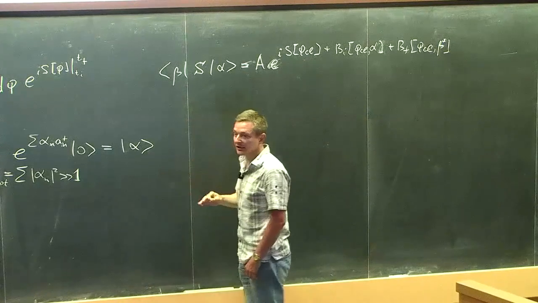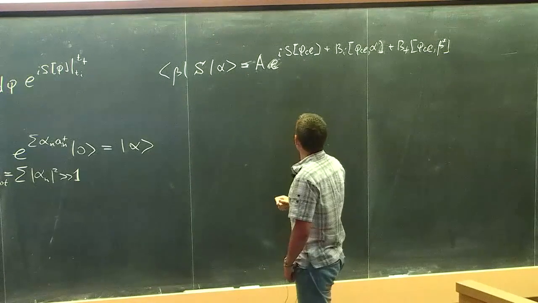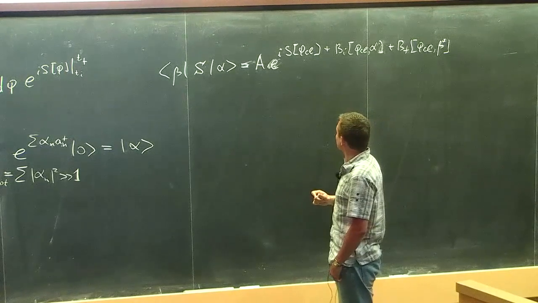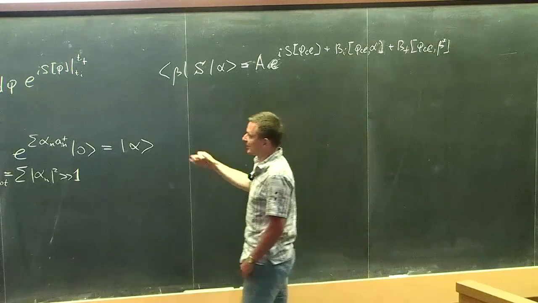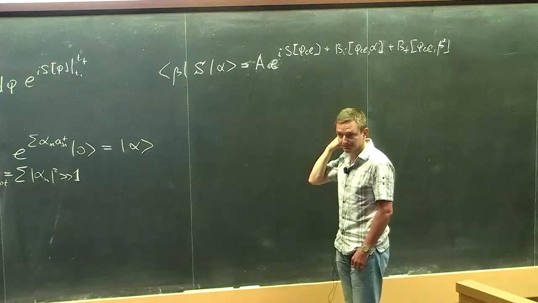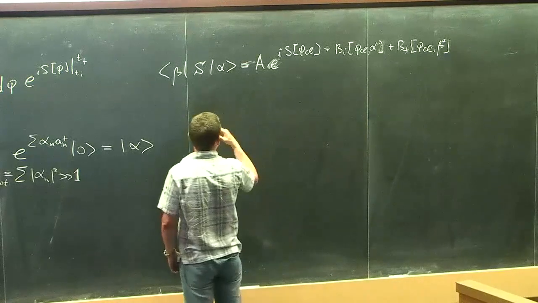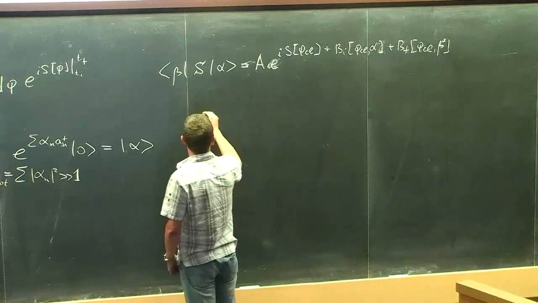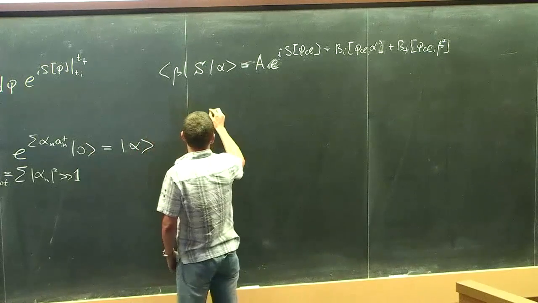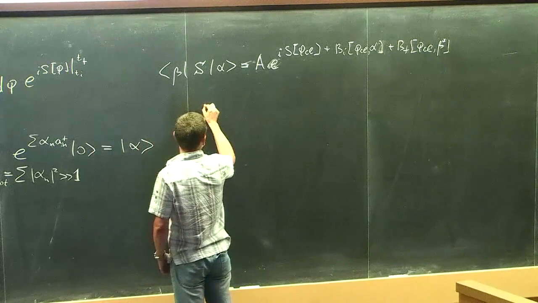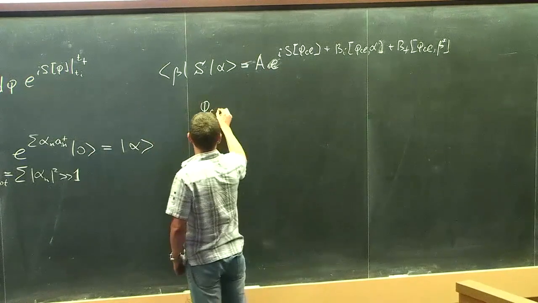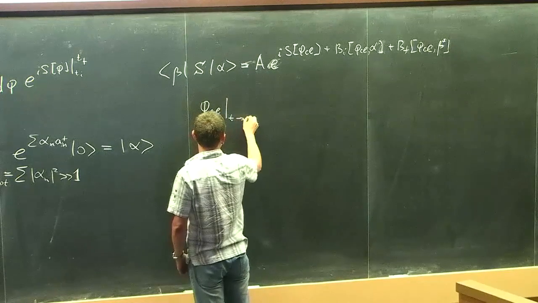So phi classical, as I said already, is a solution of the classical equations of motion, but not necessarily real. Even if I start from a real scalar field here, this solution is in general allowed to be complex. Why? Because, besides being a solution of the equations of motion, it must satisfy the boundary conditions, which are set by the initial and final state.